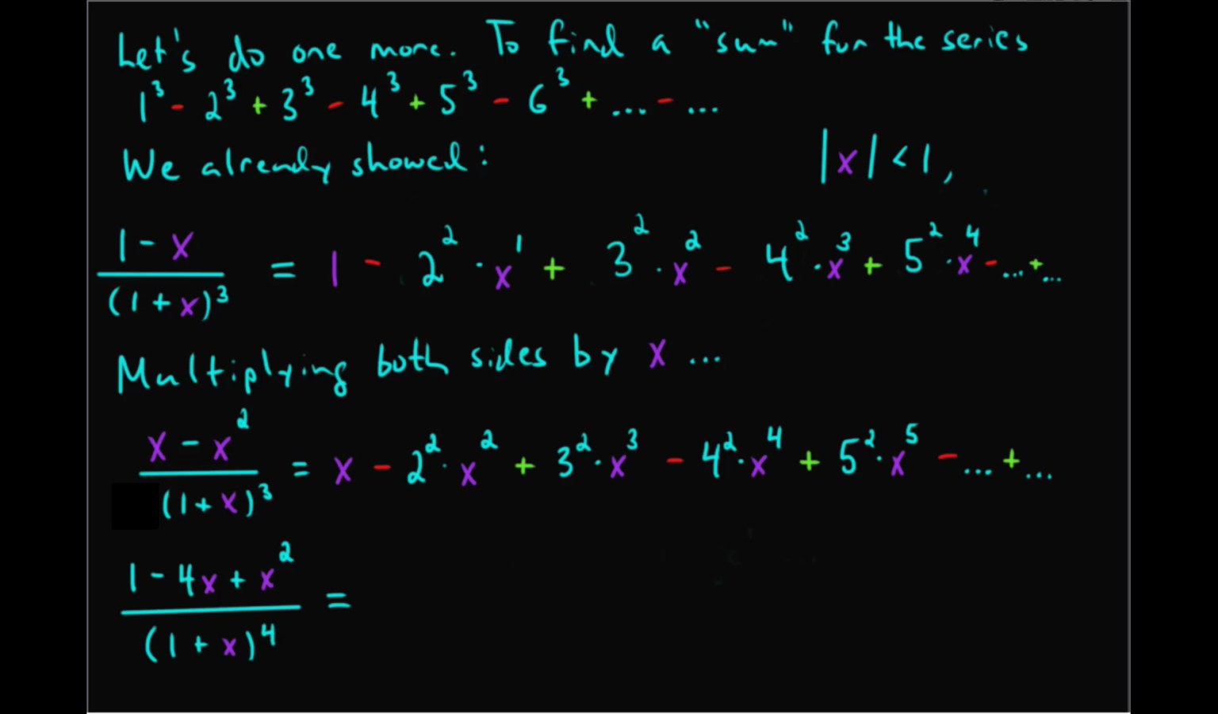Then on the interval of convergence, where the absolute value of x is less than 1, this function is equal to the derivative of the series above. So it is equal to 1 minus 2 cubed times x to the first plus 3 cubed times x squared minus 4 cubed times x cubed plus 5 cubed times x to the fourth minus dot dot dot plus dot dot dot. So then we know what to do.